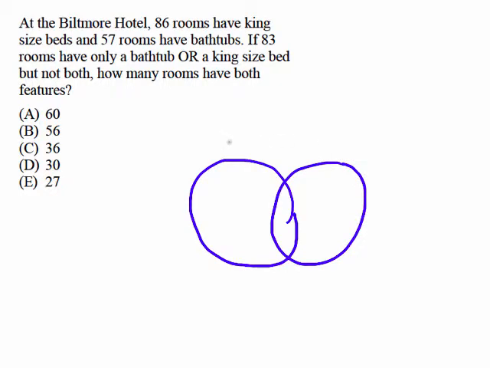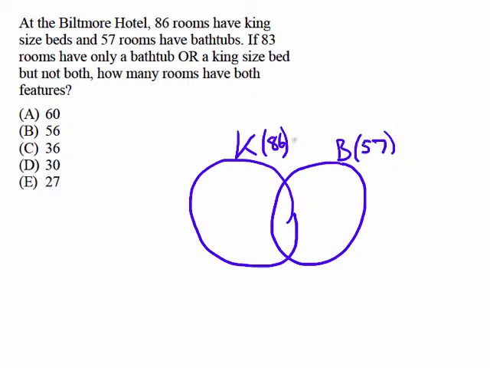We've got 86 rooms that have king size beds. So we're going to put K for king size, and we're going to say that's 86. And then we know we have 57 rooms that have bathtubs. So we're going to say B for bathtubs, and that's 57.